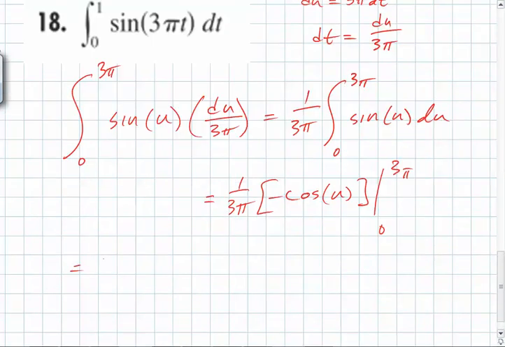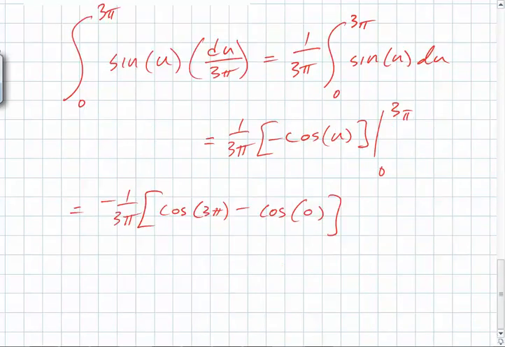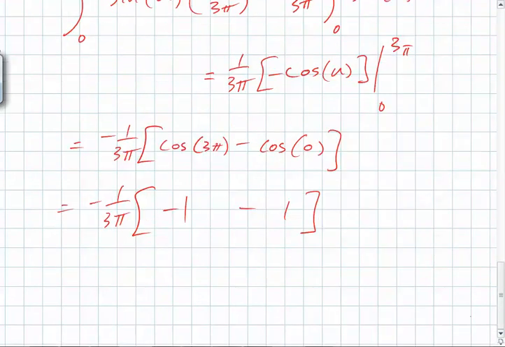So if you want to evaluate this, it's going to be negative 1 over 3 pi times cosine of 3 pi minus cosine of what? 0. We factored out the negative. That's why it stays negative like that. What's cosine of 0? You sure? Yes. Good answer. What about cosine of 3 pi? Negative cosine of pi, yeah. So it's -1, right? So what does that become? 2 over 3 pi. And you are done.